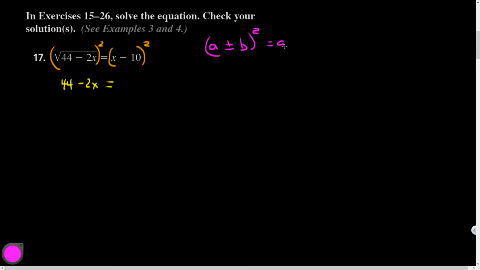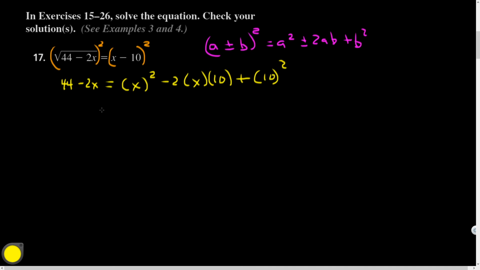But it matches one of our patterns. Square of a binomial is equal to a squared plus or minus 2ab plus b squared. You got to use it, or you could write x minus 10 times x minus 10 and double distribute your way out of it. But notice, this is a minus sign, so I'm using the minus version of the pattern. So a squared minus 2ab plus b squared. A is the x, b is the 10. And let's simplify. So x squared minus 20x plus 100 is equal to 44 minus 2x.